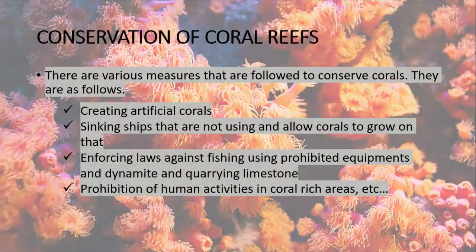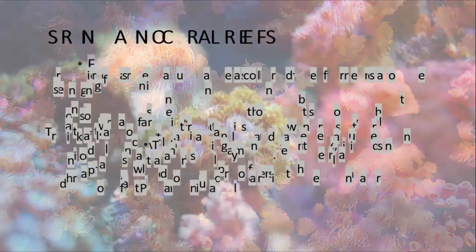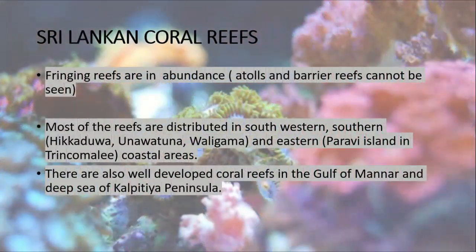Now, how to conserve these reefs? There are various measures that are followed to conserve corals. They are as follows: creating artificial corals, sinking ships that are not in use and allowing corals to grow on them, enforcing laws against fishing using prohibited equipment and dynamite and quarrying limestone, prohibition of human activities in coral rich areas, etc.